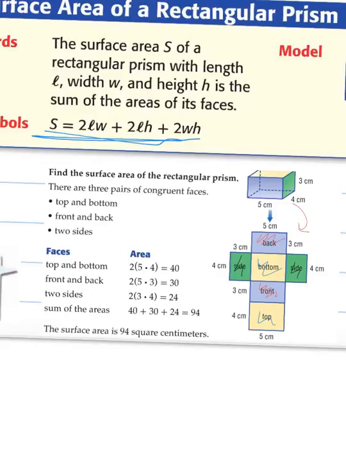The top and the bottom, these yellow boxes, have a length of 5 and a width of 4, so we take 5 times 4, and then multiply that by 2 because there's the top and the bottom, and that gives us 40. The front is 5 by 3, so we multiply those and then times 2, since there's the front and back. Each of the sides are 3 by 4, so 3 times 4 times 2. Then we add each of those areas up, and we get a total surface area of 94 square centimeters.